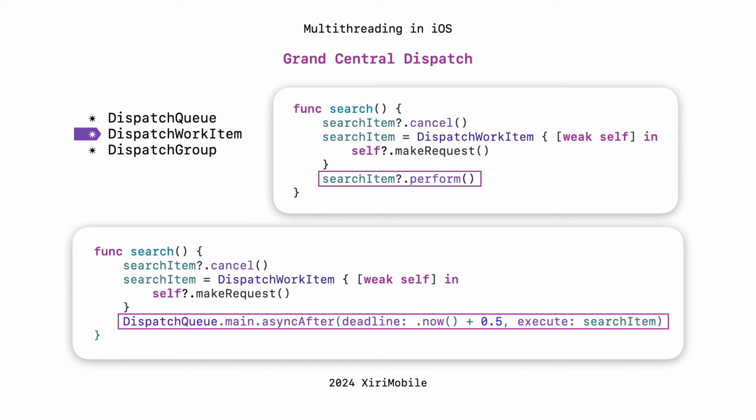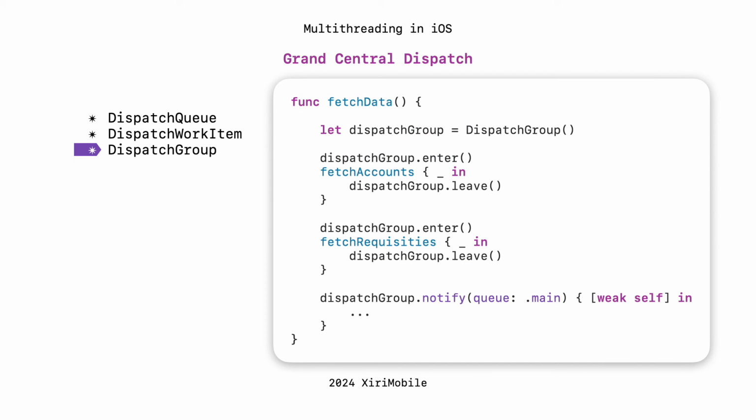To avoid a large number of requests, we can call the function with delay. In this case, we will use the method async after. Dispatch group allows us to make several requests simultaneously.